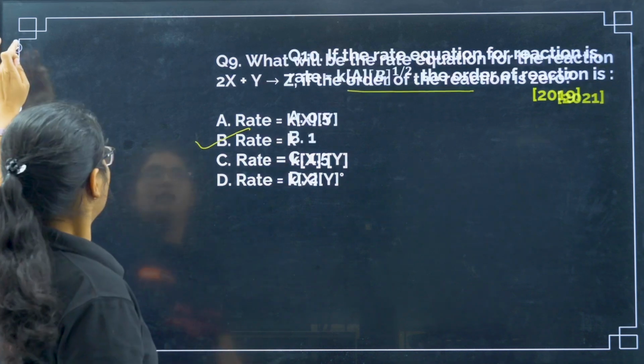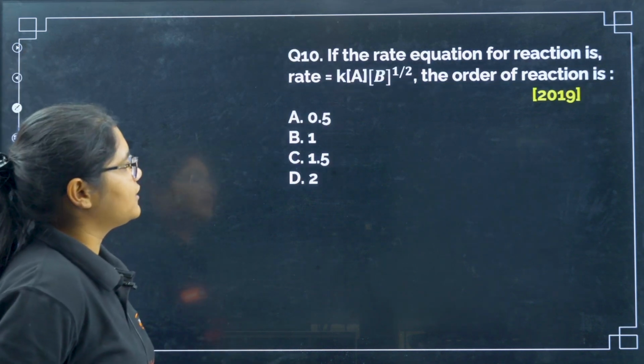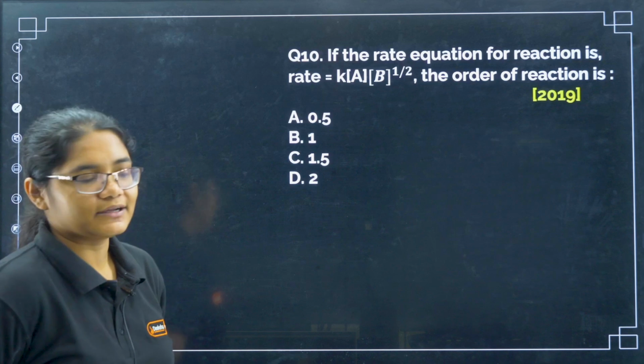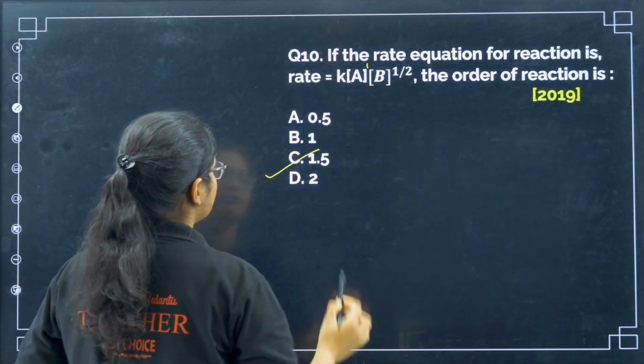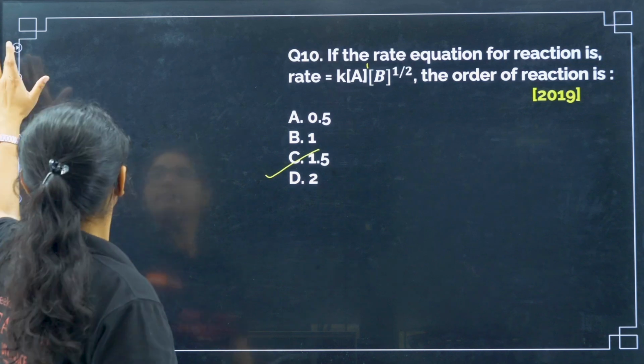Okay. Next, if the rate equation for the reaction is given, to find the order of the reaction you have to just add the orders 1 and 1 by 2, that is 3 by 2 or 1.5, option number C.